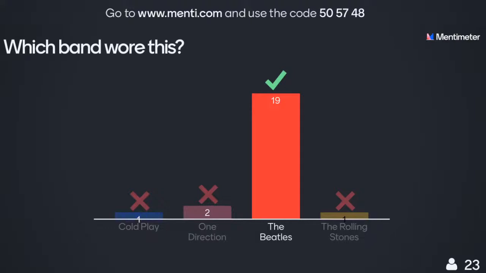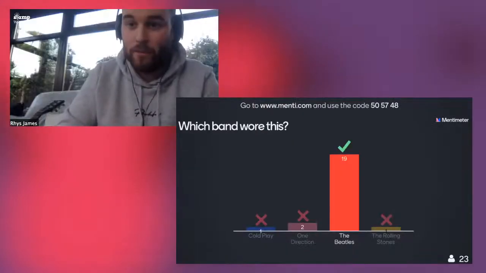What's he like? Well, the Beatles wore them costumes on the Sgt. Pepper's Lonely Hearts Club Band album. It was a brand new look for them. They were meant to be looking like an Edwardian band. So that's a little bit of trivia for you there. Let's move on to the next question, shall we?